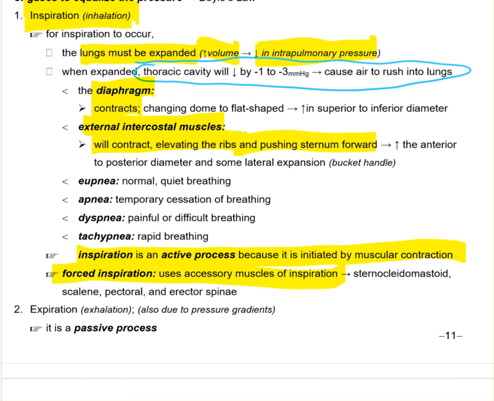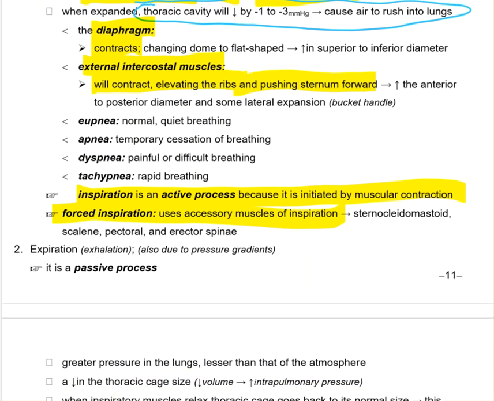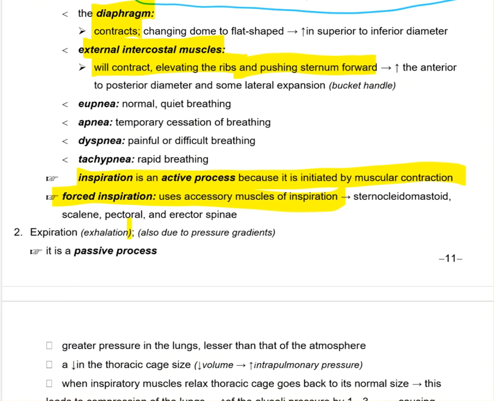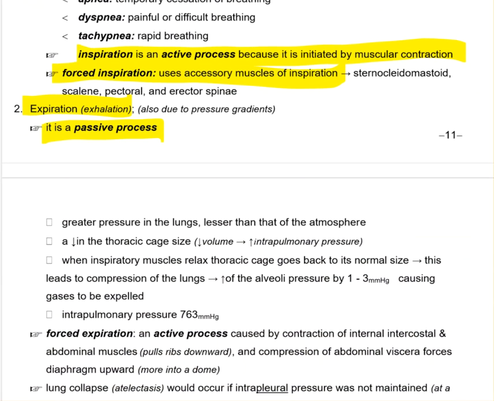Now, expiration. Expiration or exhalation is due to pressure gradients also, but it's passive. And so that is important. We don't need to do anything. We don't need to contract muscles to just normally expire. What we do is we have a higher pressure in the lungs than out in the atmosphere outside.